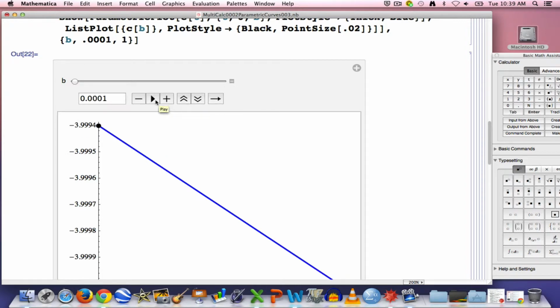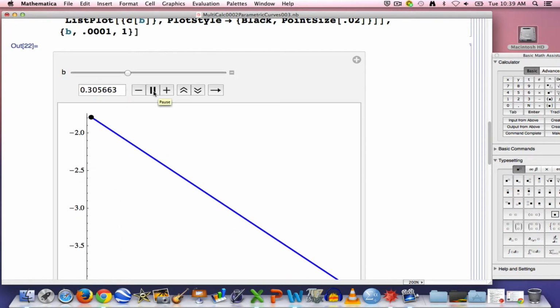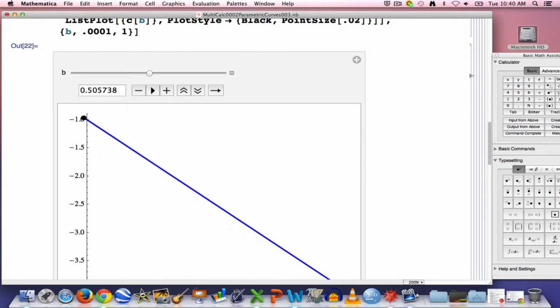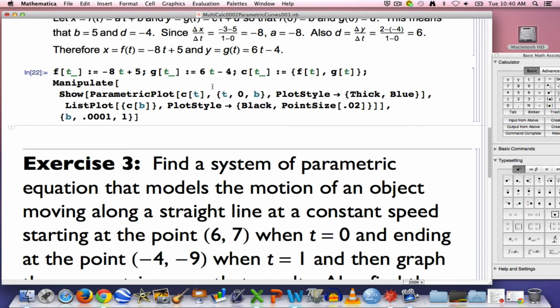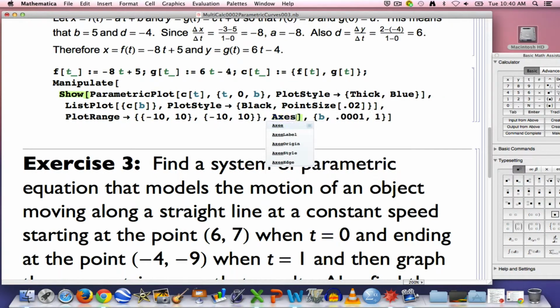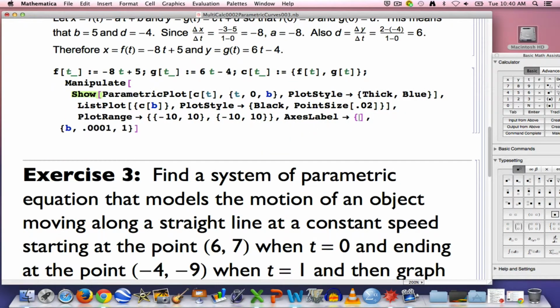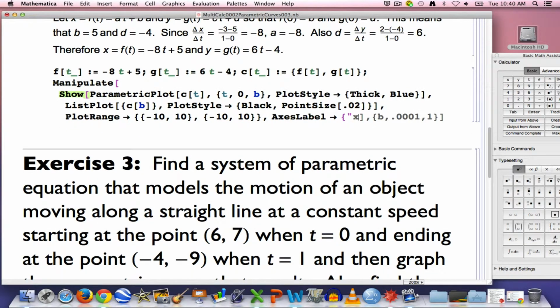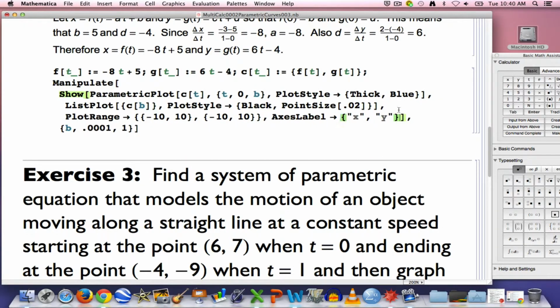But we need to add some other things to make this more ideal again. We need to keep that plot range constant. I can do that within the show and outside of the parametric plot and list plot. That's probably the most ideal way to do it. So I'm going to put another comma right here and plot range. Let's go negative 10 to 10 in both directions. Let's also label the axes with axes label. X and Y, and I'll make those bigger.